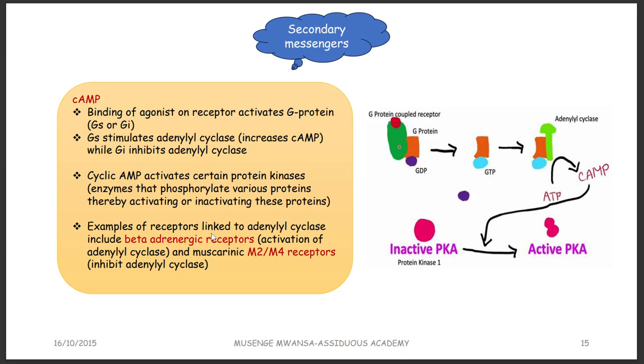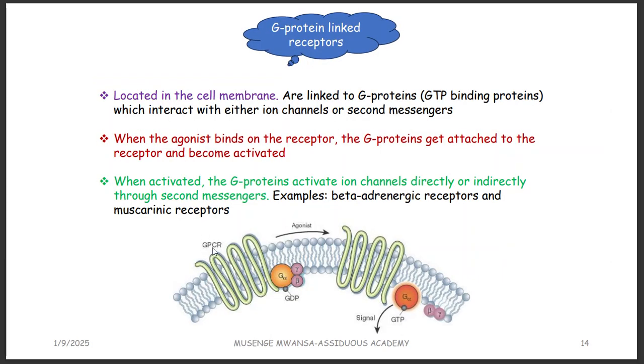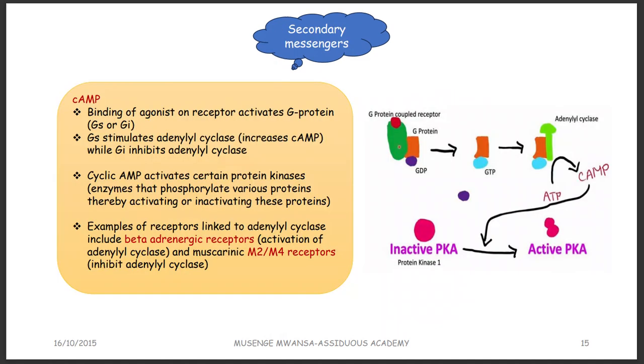And the way they work is that the hormone itself that is coming to bind on this receptor, we call it the first messenger. Once the hormone binds there, there's going to be the production of a second messenger that will carry out the function. Examples of second messengers, the first one is cAMP, cyclic adenosine monophosphate. Once the hormone binds there, there's going to be the conversion of ATP to cAMP using the enzyme adenylyl cyclase or adenylate cyclase.